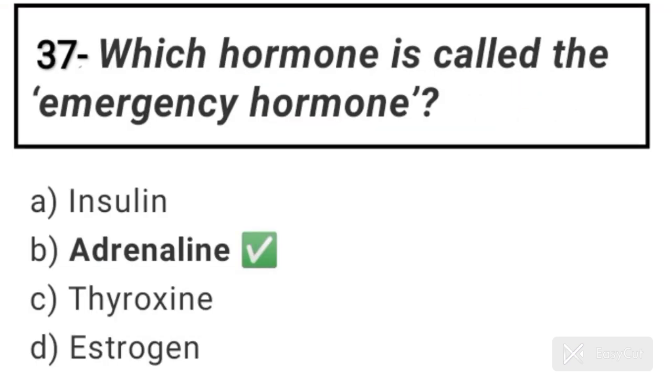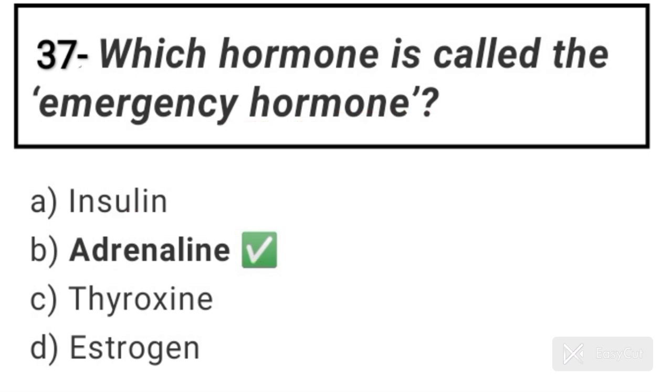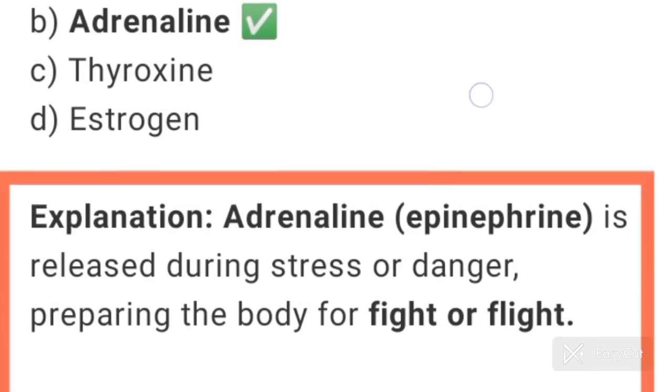Question number 37. Which hormone is called the emergency hormone? Answer is option B. Adrenaline hormone is called the emergency hormone. Adrenaline hormone is produced by adrenal glands. It helps the body respond to stress by increasing heart rate, breathing, and energy. It prepares the body for the fight or flight response in stressful situations.